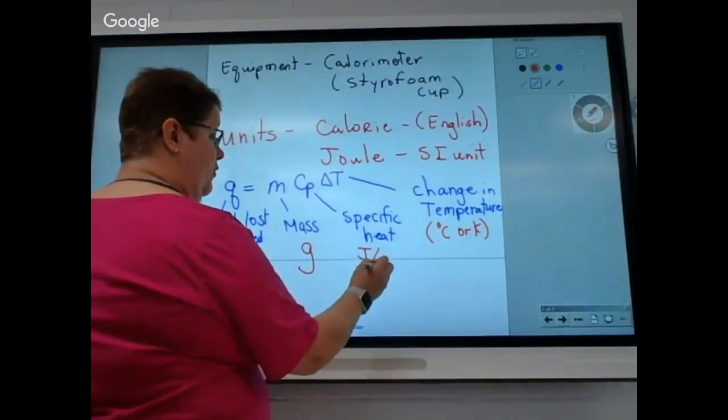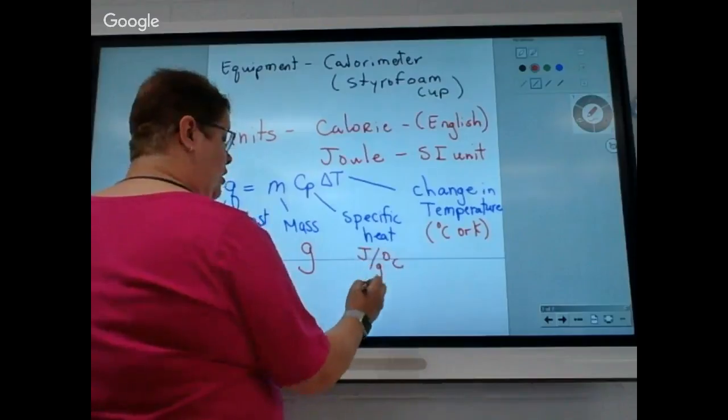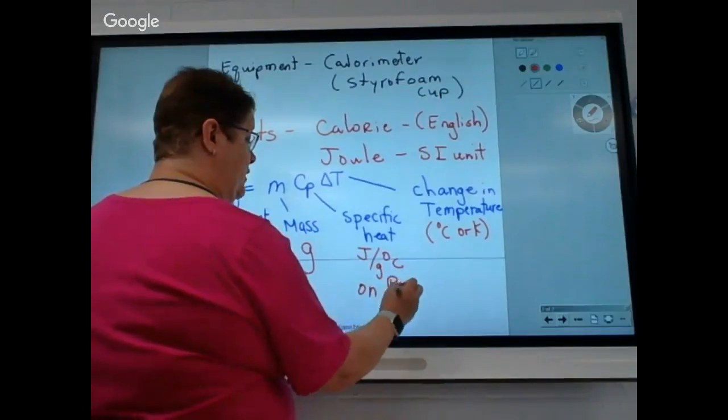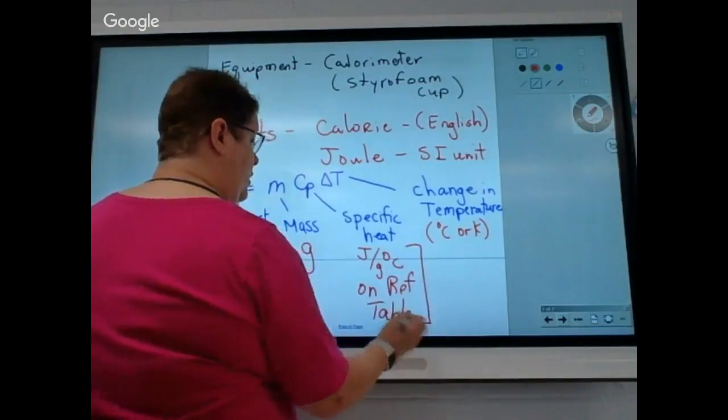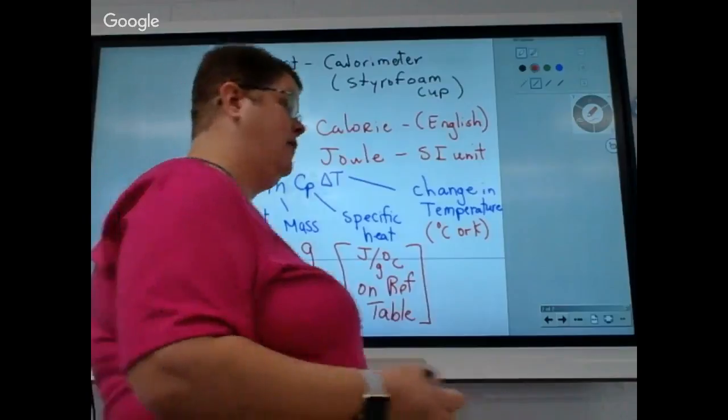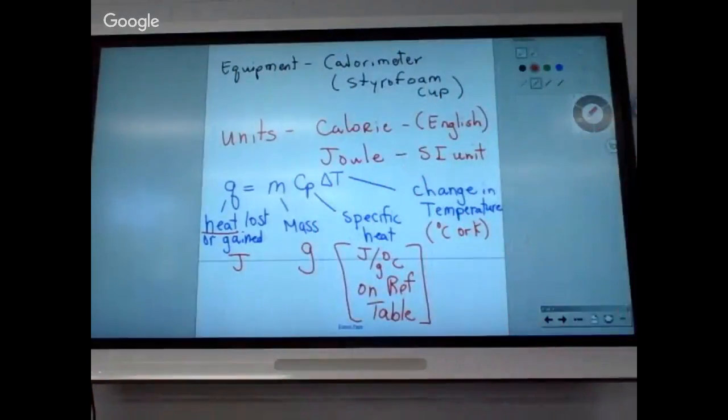That unit is joules over grams degrees Celsius. It's also on the reference table. So if they don't give you specific heat, it's not given in the question anywhere, and you need the specific heat, it's on your reference table. Some of you, when we did the first quiz, and you were looking up the density for lead or gold, whatever was in that first quiz, actually used the specific heat for that element because you looked it up in the wrong column.